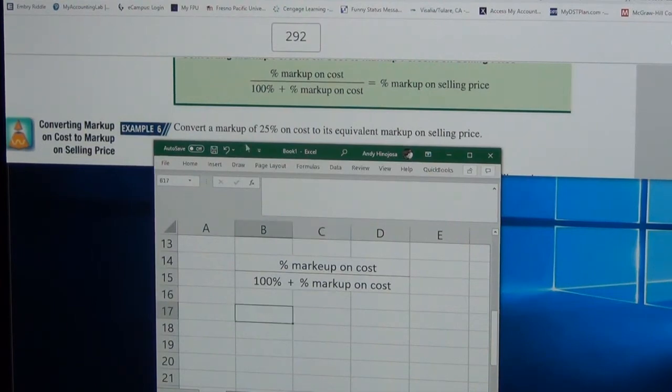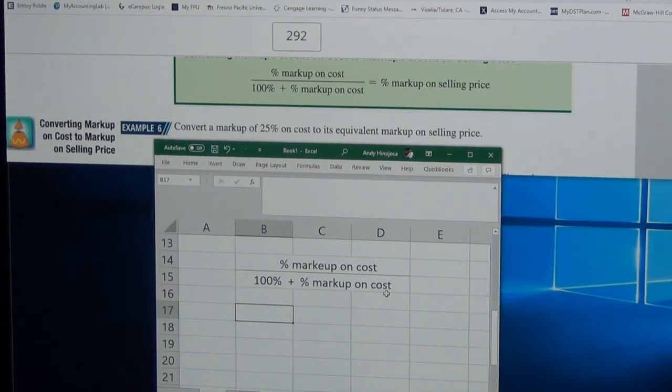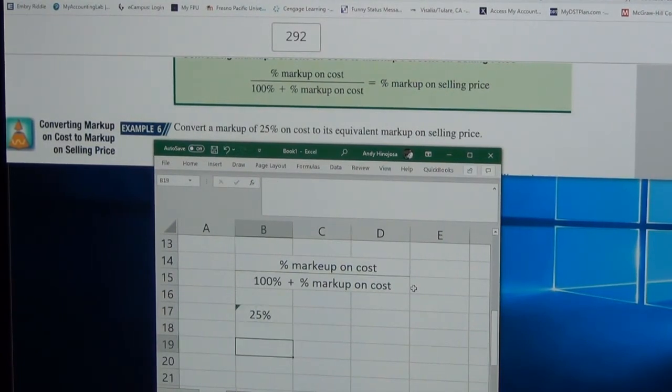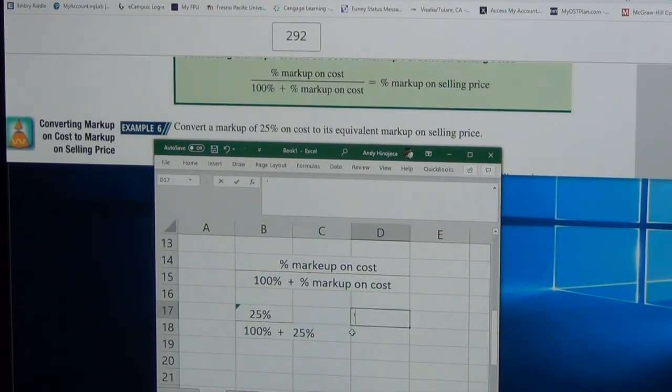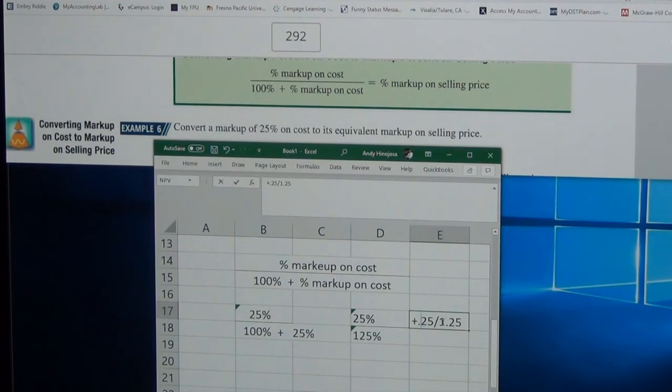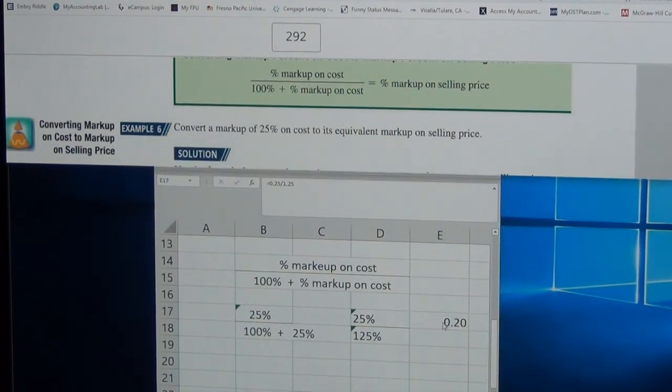So what do we have? If I just write this out, plugging in the numbers, we have 25% divided by 100% plus 25%, or 25% divided by 125%. 0.25 divided by 1.25, which is 25% divided by 125%, gives me 0.2. 0.2 is going to give me 20%.